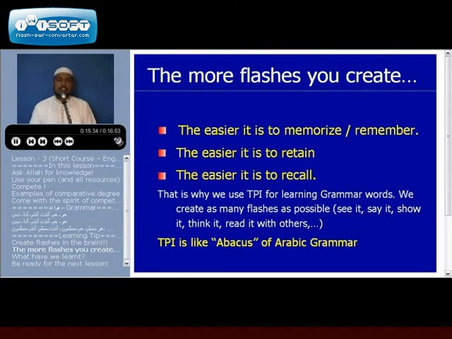So that's why, when I said when we learn huwa, hum, anta, antum, ana, nahnu, we are using all our faculties, the whole existence. We are saying it, we are seeing it, we are showing it, we are listening to it, we are repeating it, we are associating images, imagining, thinking. So use all the flashes and your learning will be very fast.